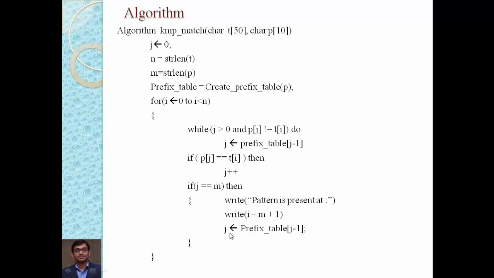Then again we have to refer to our prefix table. We have to go back, perform backtrack, and refer to our prefix table to check whether another occurrence of the pattern is available inside the text or not. So this is all about the KMP algorithm to find all the occurrences of a pattern inside the large text.